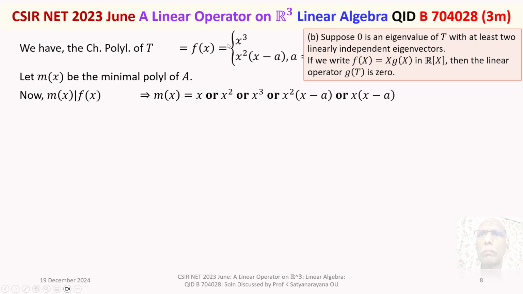m of x divides x square into x minus a means what? m of x is either x square into x minus a or x into x minus a. These are the possibilities of the minimal polynomial.